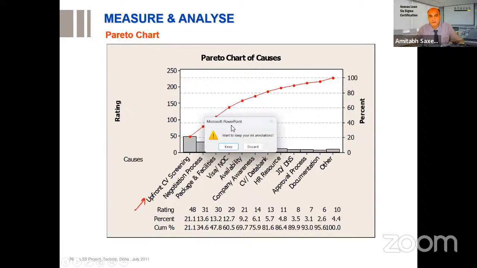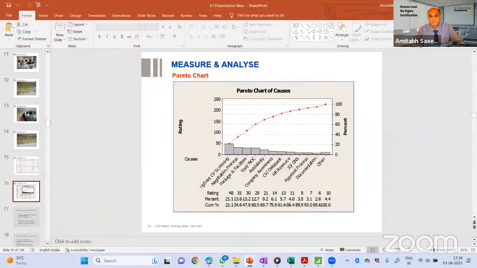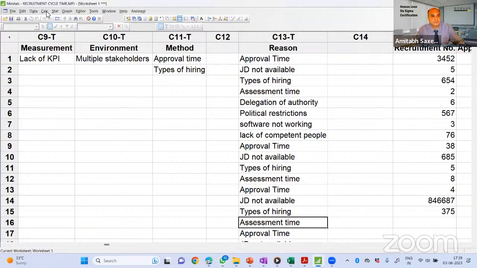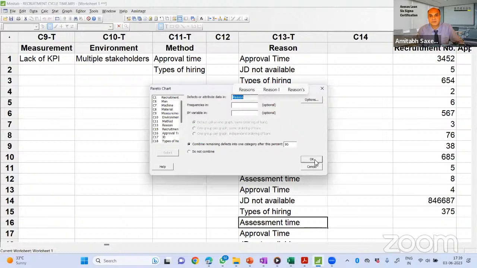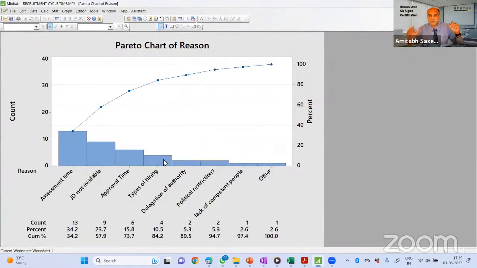So what it does is it compares. So we have the reasons. I'll just ask for a Pareto chart. When I look at the Pareto chart, it sums up how many times assessment time is appearing, how many times job description not available is appearing, how many times approval time is appearing, how many times types of hiring is appearing. And you can see the top 4 or 5 causes are contributing to almost 80%. See, here assessment time appears 13 times, and total percentage contribution is 34%.